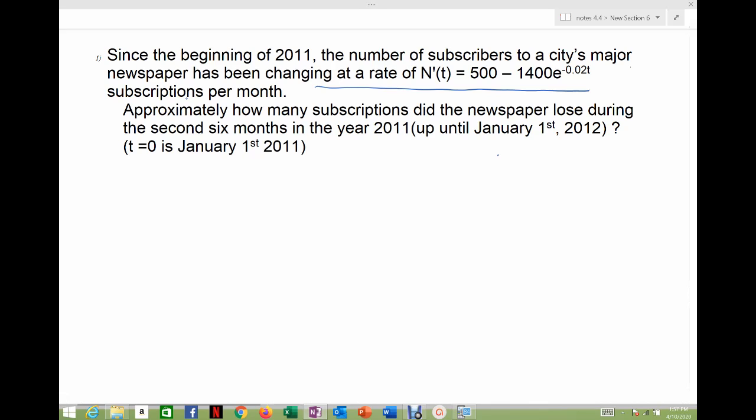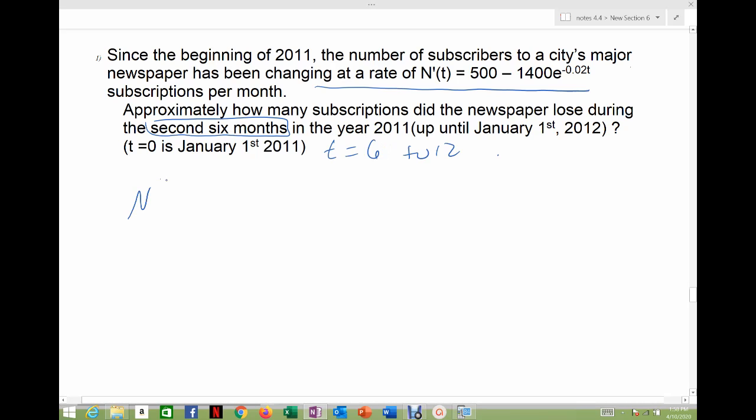All right, so time 0 would be the beginning, all right, January 1st, 2011. 12 months later, all right, would be January 1st, 2012. We want to know the second 6 months. So the first 6 months would be going from 0 to 6. The second 6 months would be going from 6 to 12. All right, so that's what we're interested in. How many subscriptions did they lose in 2011 over the months 6 to 12?